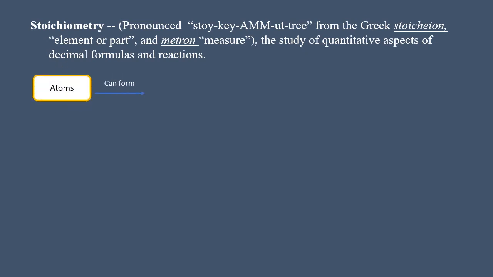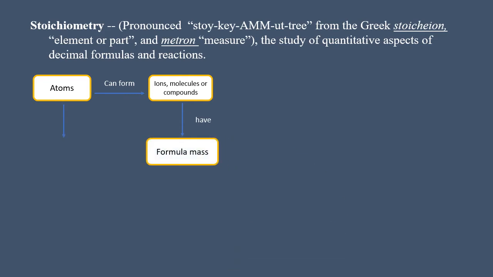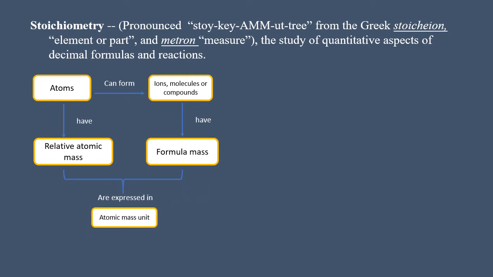Atoms can form ions, molecules, or compounds. And ions, molecules, or compounds have formula mass. Atoms also have relative atomic mass. And relative atomic mass and formula mass are expressed in atomic mass unit. An atomic mass unit may be converted to grams.